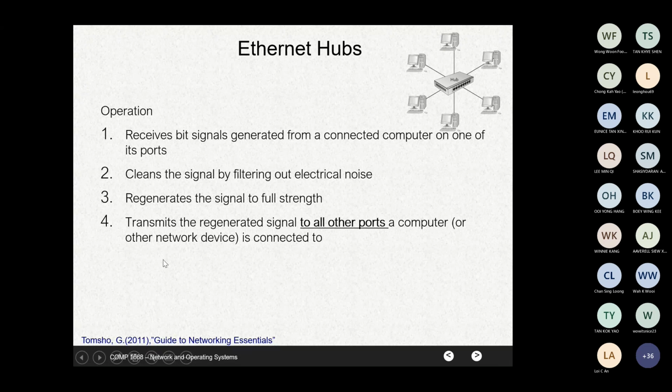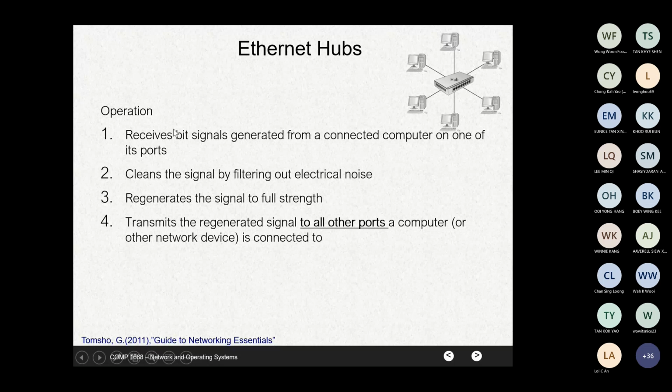Yeah. So you see, even though A is sending to B, it will send to all. It transmits the regenerated signal to all other ports. That is important. If there are 5 other ports, it will transmit to all 5 other ports it is connected to. Okay, so this is how a hub operates.